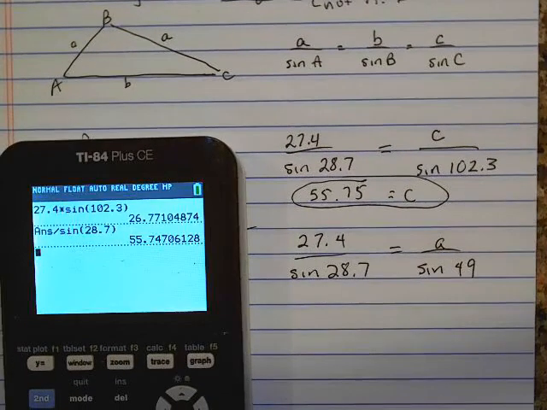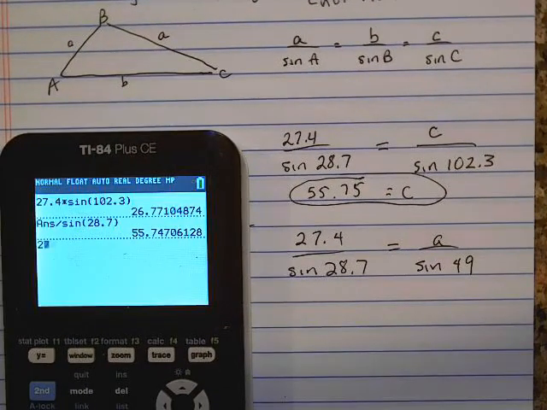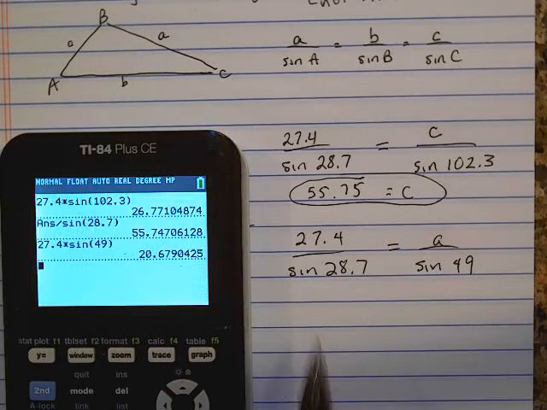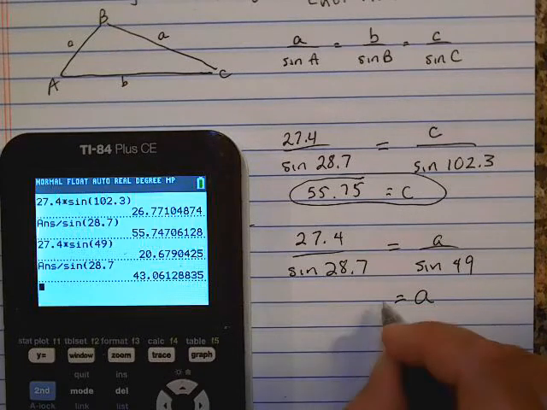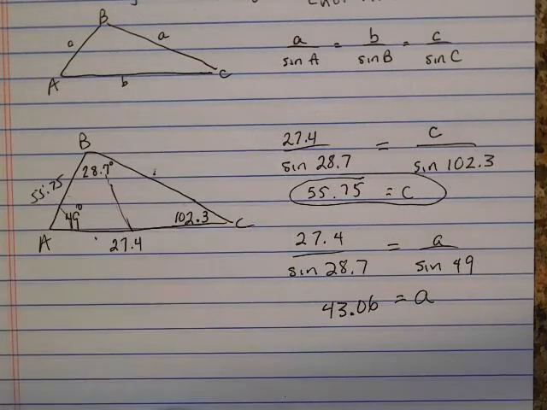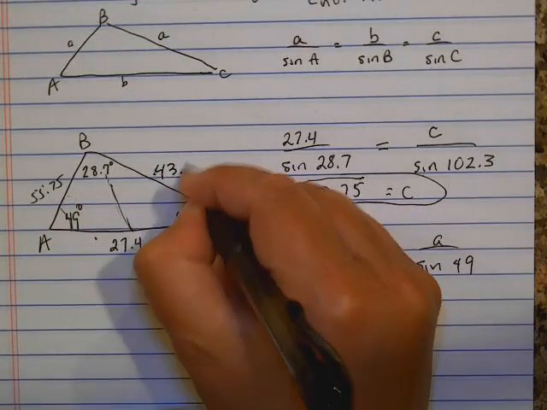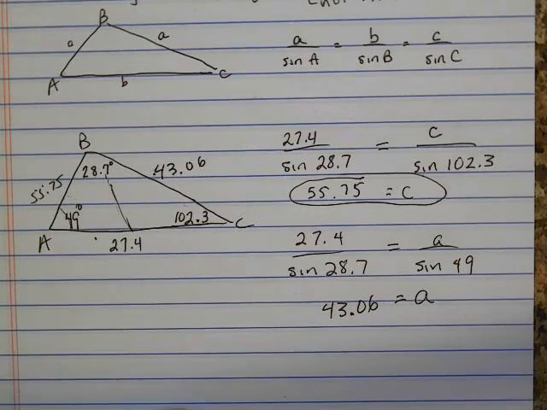So I'm going to do 27.4 times sine of 49, and then divide by sine 28.7. And I get that side A is 43.06. That makes sense that this one would be in between the other two because that angle is between the other two.